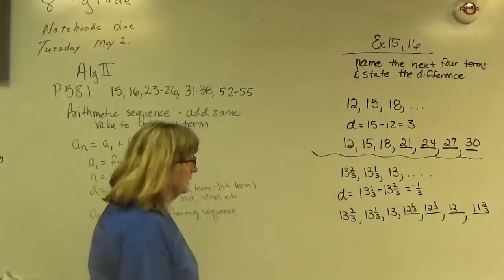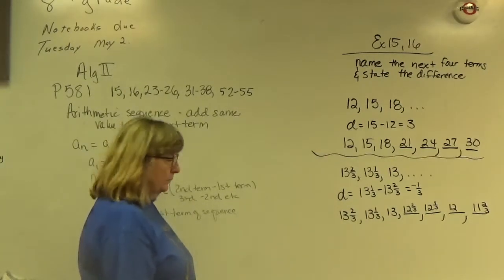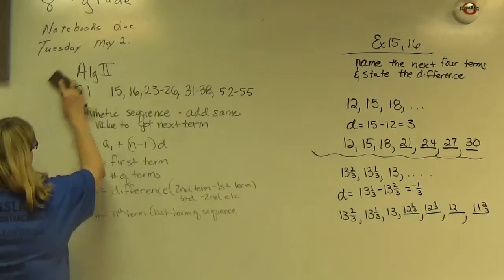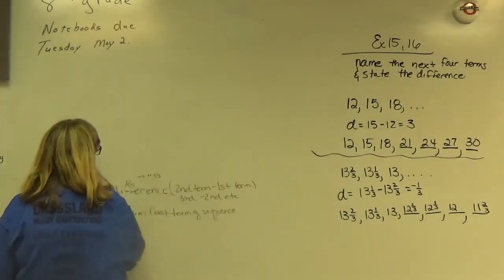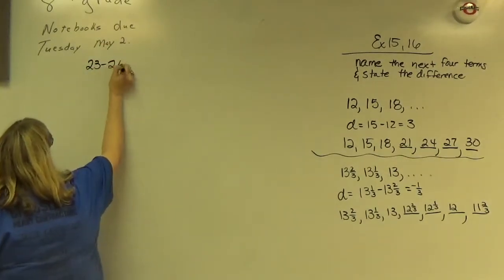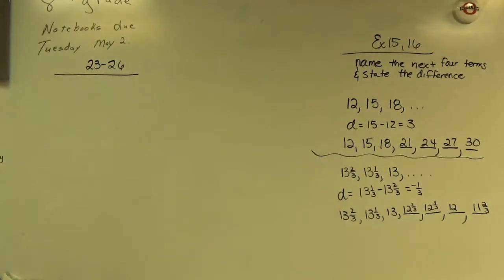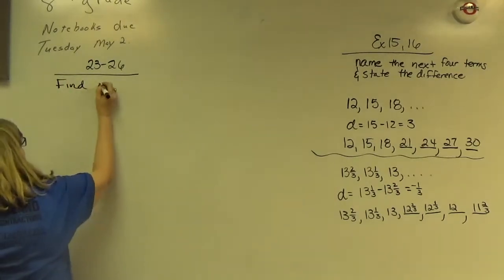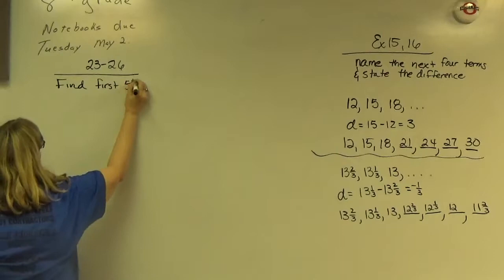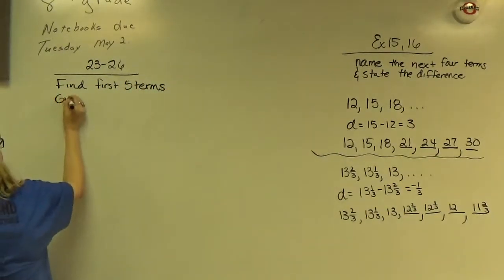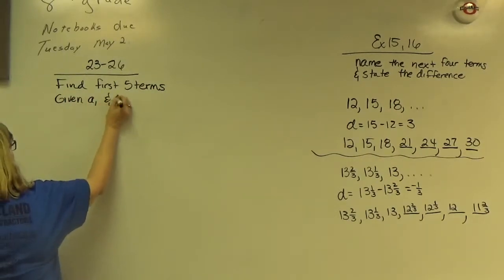You guys need another example of that group? Okay, next, this would be 23 through 26. On 23 through 26, it says find the first 5 terms of the sequence. And you're going to be given a sub 1 and the d.